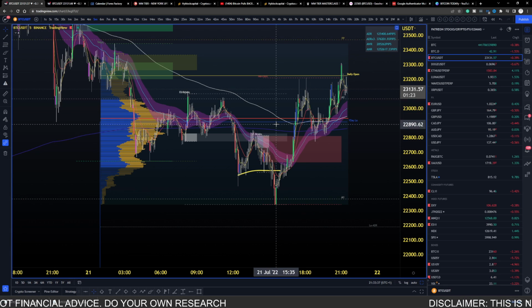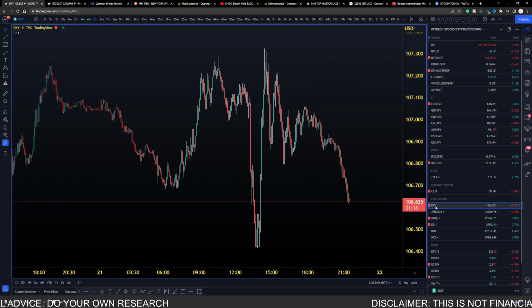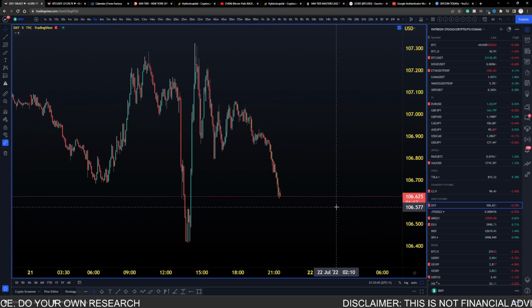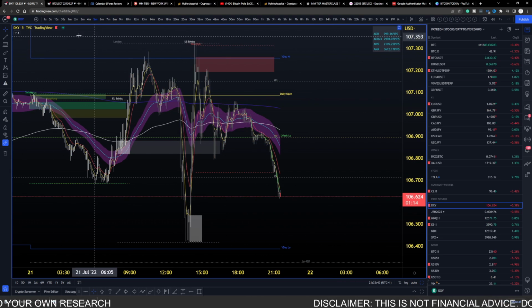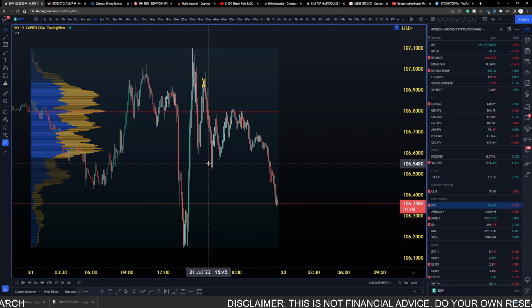That's the question. Let's take a look at the dollar index for a split second. Look at the trickery of Mr. Market Maker right here. Allow me to show you. Just remember, go to the dollar index. When you search for it, press capital.com so you can see the vector candles.